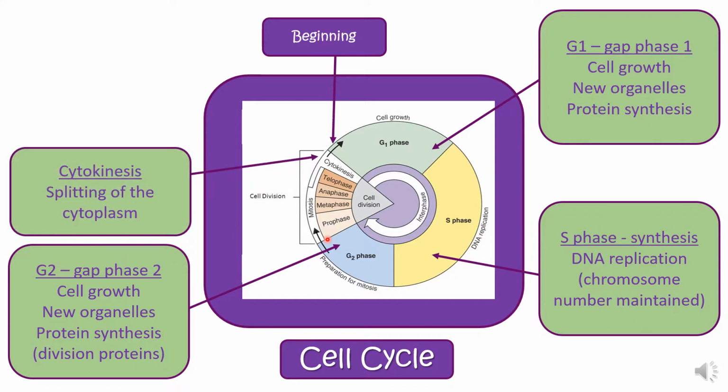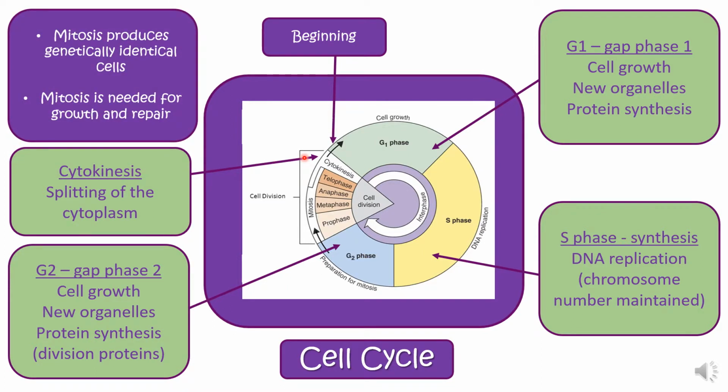Then interphase ends and we get to mitosis here. You can see that there's 4 phases of mitosis. You've got prophase, metaphase, anaphase, and telophase. You need to learn these and you need to know them in order, and we'll look at them in more detail on the next slide. You've then got cytokinesis, which is the splitting of the cytoplasm. So the cytoplasm has to split in order for the one cell to break into 2 cells. And cytokinesis is the end of the cell cycle.